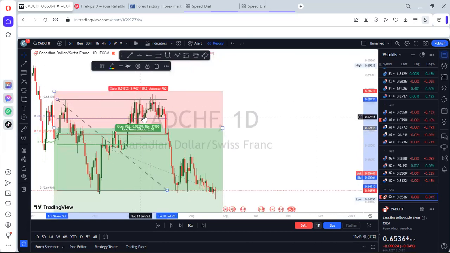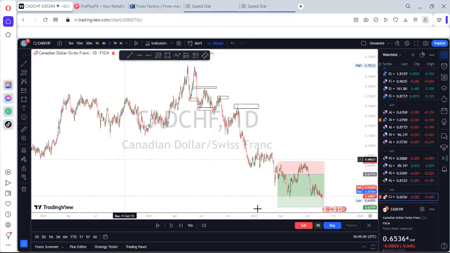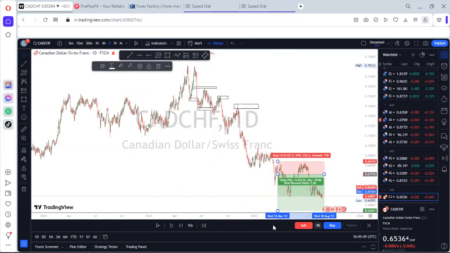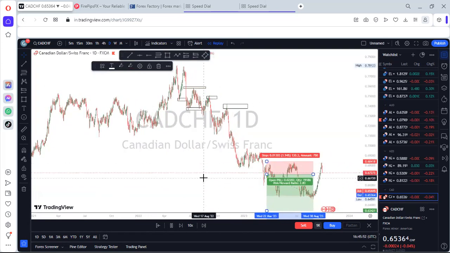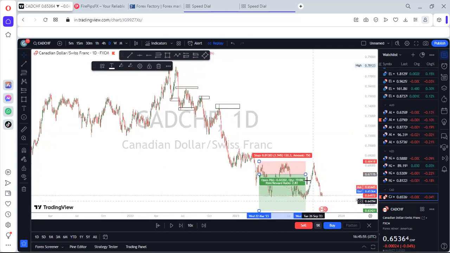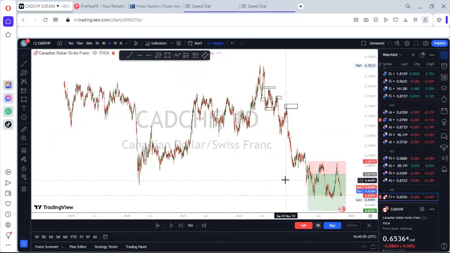And this right here, this is a good confirmation. But let's keep going down. So you see, this is when we started having that consolidation, right? So that is just it, guys.